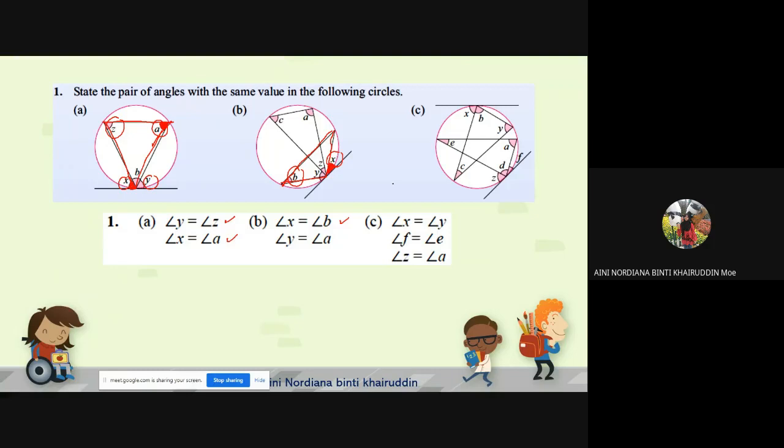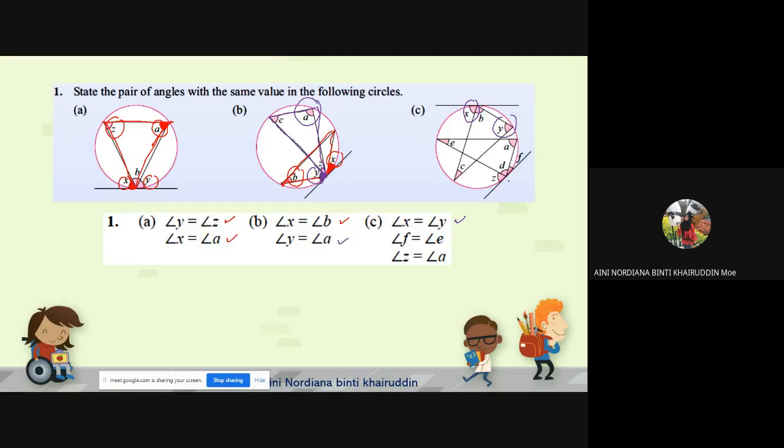Next, angle y. Look at this chord and then to the circumference. So A equals Y. This is how you identify alternate segment. Okay, so C, X equals Y, X alternate segment and no chord. So look at the circumference. So X equals Y.